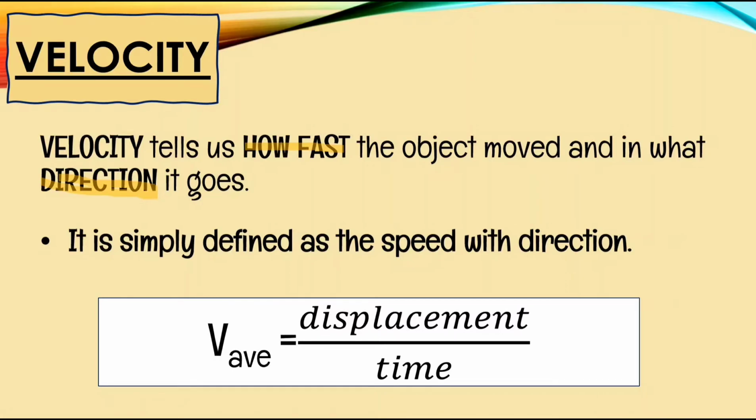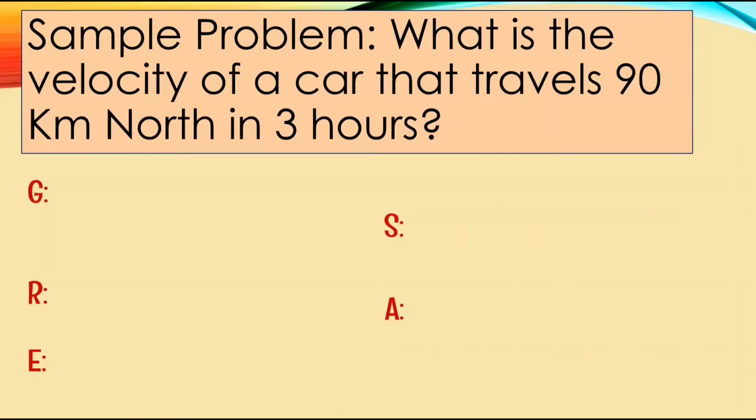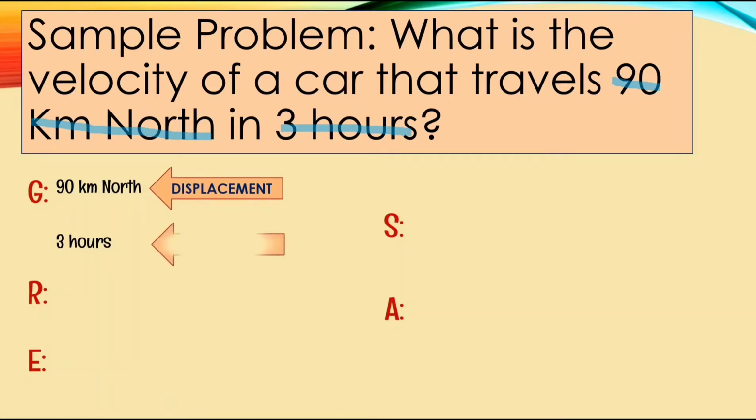To apply the formula for velocity, let's answer this sample problem. What is the velocity of a car that travels 90 kilometers north in 3 hours? Again, let's use the GRESA. G for the given. And ang mga given ay 90 kilometers north and 3 hours. 90 kilometers north ay distance with direction or displacement. And ang 3 hours ay time. For the required, ang hinahanap sa problem ay ang velocity ng car. So for required, let's write velocity.